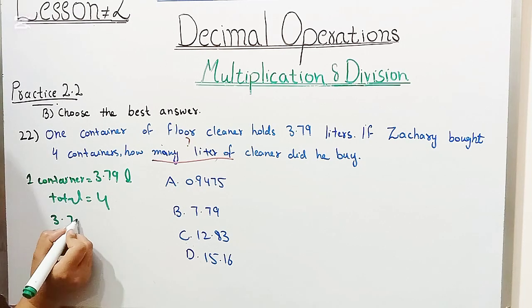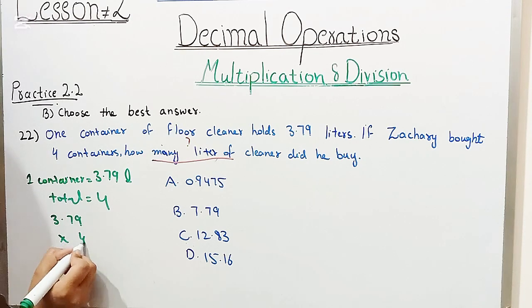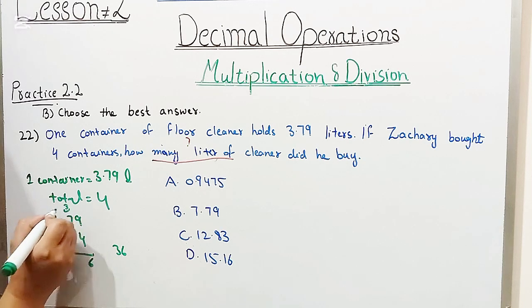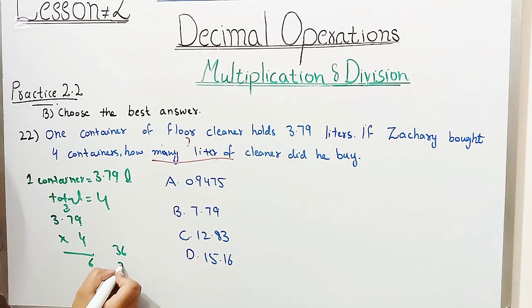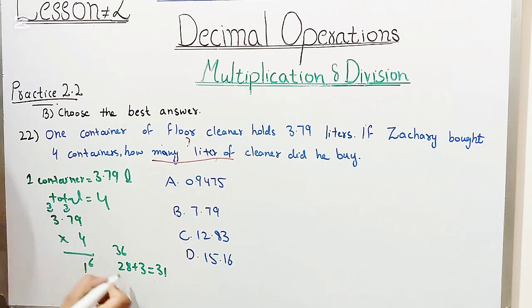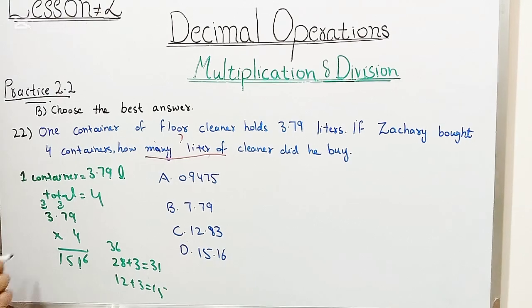So I will multiply 3.79 by 4. 4 9s are 36. I will write 6 and carry 3 to the next value. 4 7s are 28. 28 plus 3 will become 31. Then write 1 and carry 3 to the next value. 4 3s are 12. 12 plus 3 will become 15.